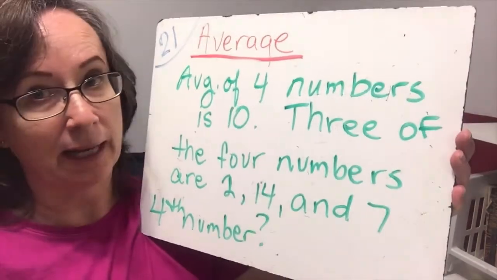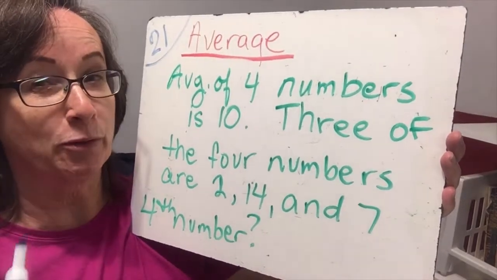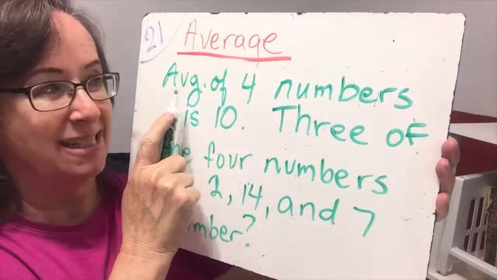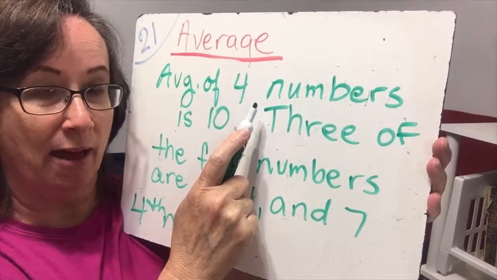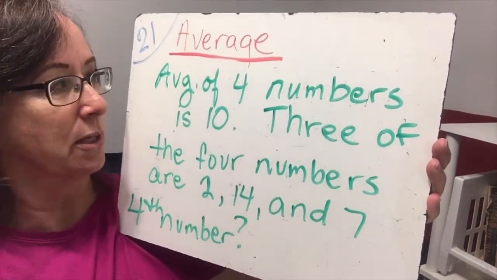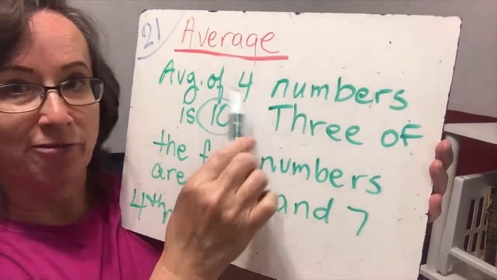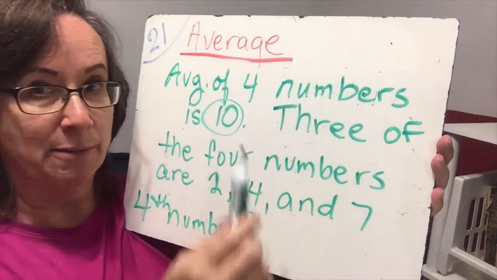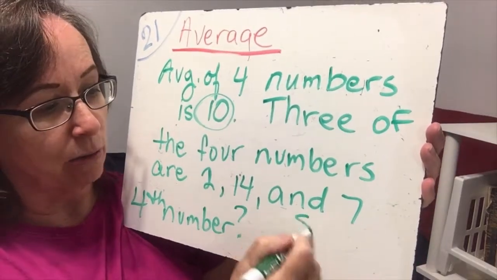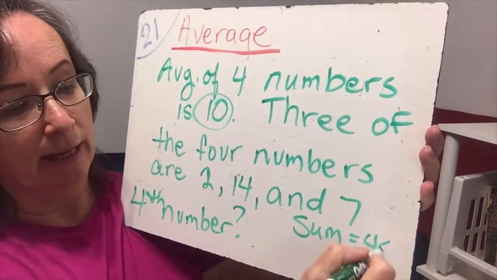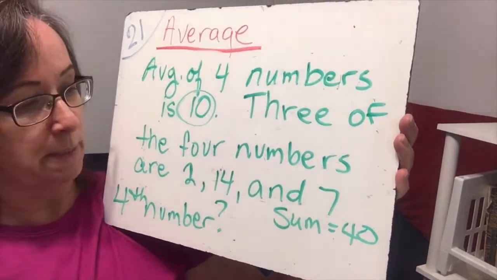Well, this might seem like a hard puzzle unless we remember that the average of the numbers times the number of numbers that we have gives us the sum of all the numbers. So if we know that the average is 10, but we have 4 numbers, then 10 times 4 is 40. So our total sum is 40. Okay, so the sum of all the numbers must be 40.